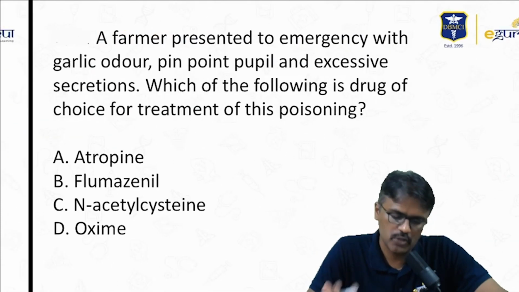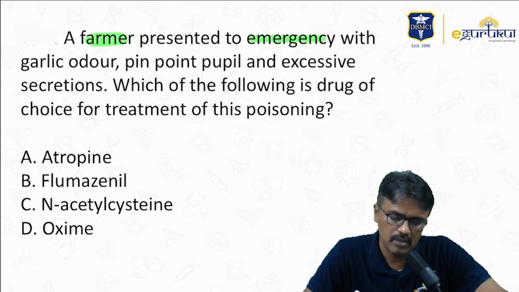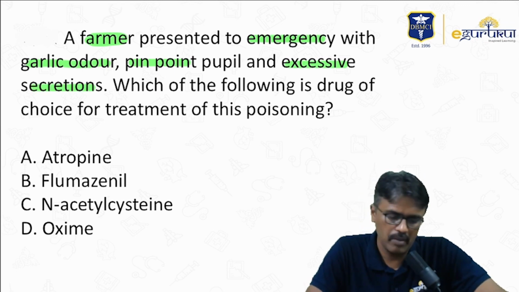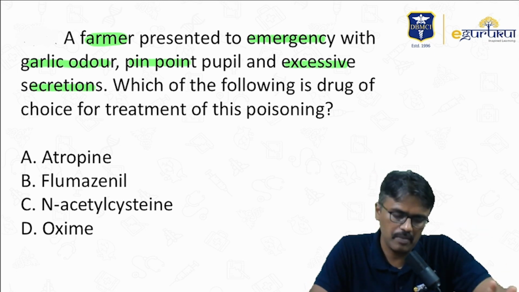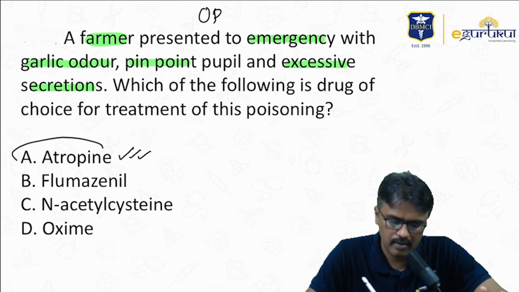Now moving on to the next question, because we recollect the questions from other sources. A farmer presented to the emergency with garlic odor, pinpoint pupil, excessive secretions. What is the antidote for this? Now, pinpoint pupil, I told you two things possible, either opioid or OP, and it's a farmer. Obviously, it will point towards OP compound poisoning. So the antidote for that is atropine. That is the right answer.